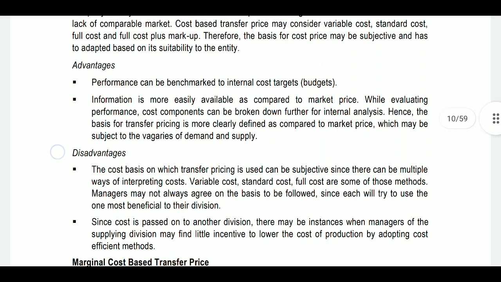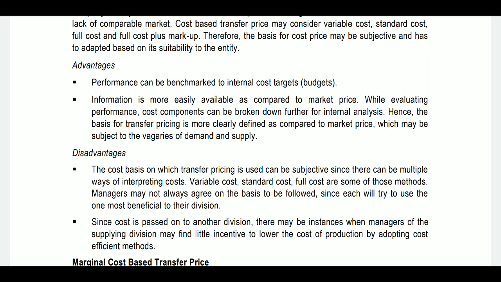Next, what are the disadvantages? Cost based is subjective, with multiple ways of interpreting cost, such as variable cost, standard cost, full cost, or some of these methods. Managers do not always agree on the basis to be followed, since they will try to use the one most beneficial for their decisions. We have different types of costs, that is budgetary, standard, and others. Which cost should be used? One manager tells one cost and another manager tells another cost.